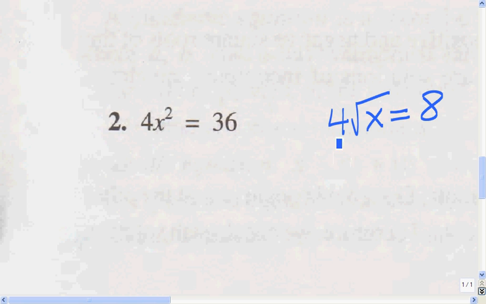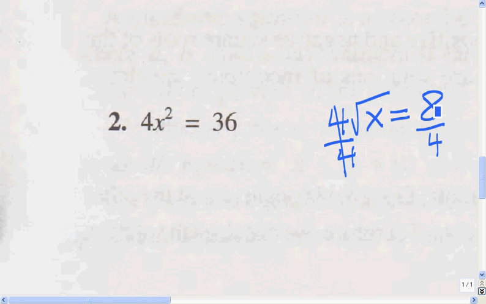In the problems that we were doing before with radicals, the first thing we have to do is isolate the radical, right? Get the radical by itself. So I would have to get rid of this 4. The way I would do that is dividing both sides by 4, because the inverse operation of multiplication is division.